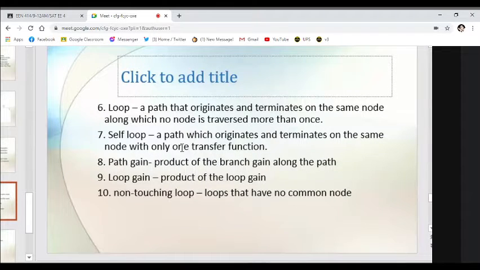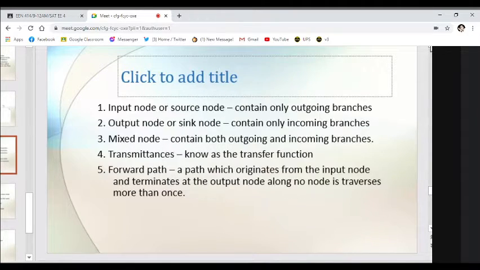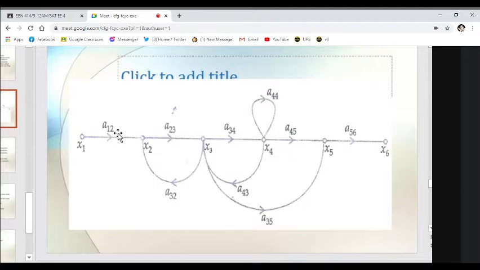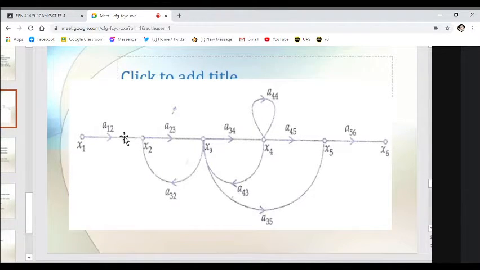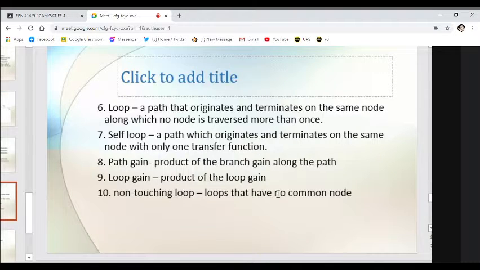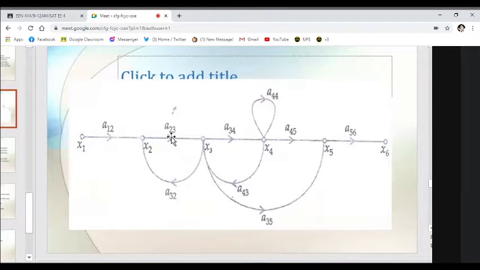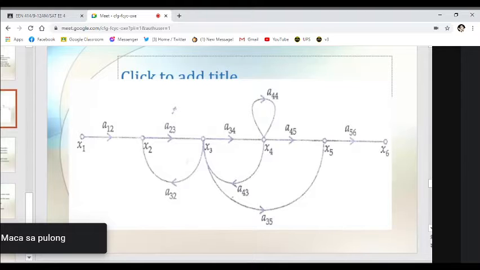Self loop, I already showed that too. Path gain: the product of the branch gains along the path. So this is our path gain: A12 times A23 times A34 times A45 times A56, and A12 times A23 times A35 times A56. That is the gain. For loop gain, it is the product of the transmittances: A23, A32, A34, A43, and A44. A44 times 1 is A44, so that is still a gain.